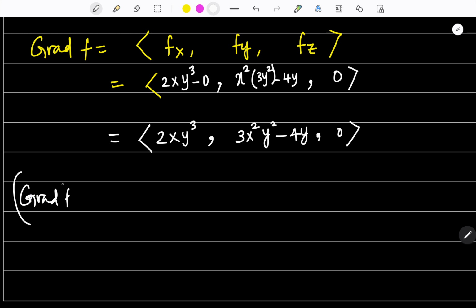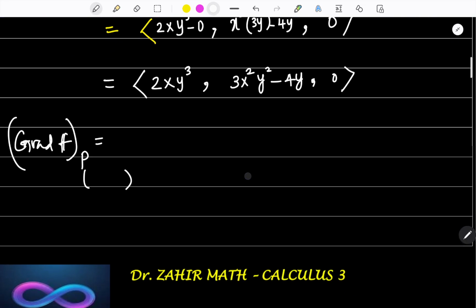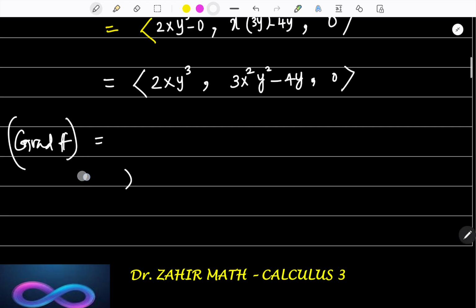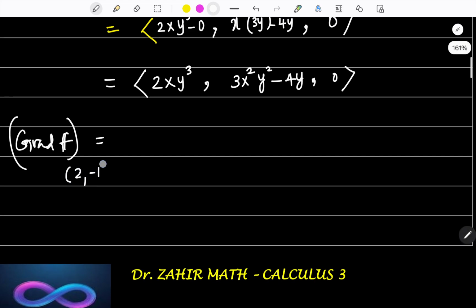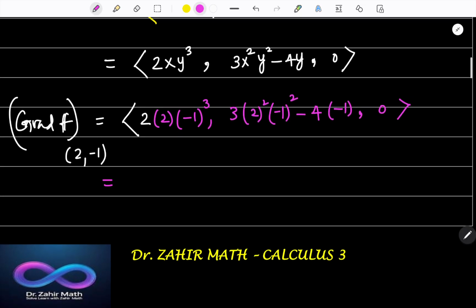What is the point P given in the question? The point P is given as (2, −1). It means z is 0. There is no z. So the vector is (2 times x, which is 2, and y, which is −1 to the power 3, and 3 times x, which is 2 squared, and y, which is −1 squared, minus 4 times y, which is −1, comma 0). You can also restrict this to a two-dimensional picture, no problem. No need to write the 0 also.